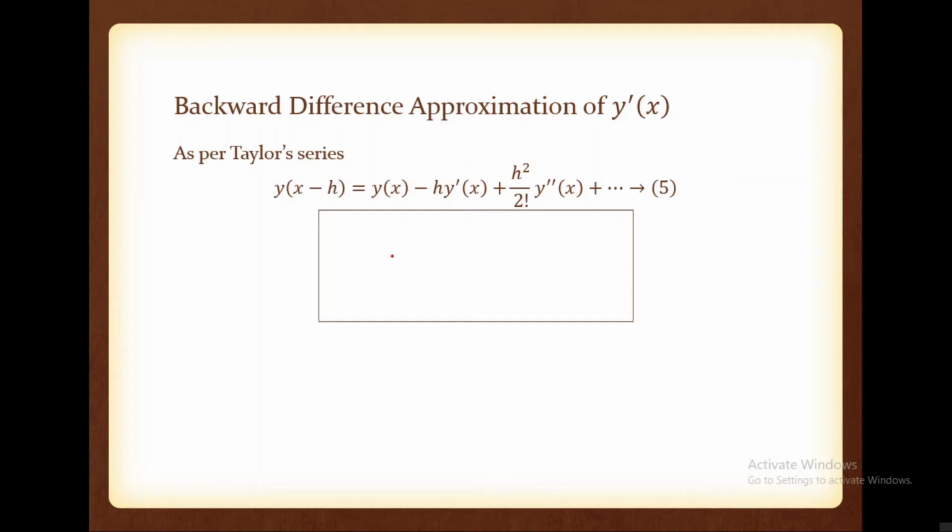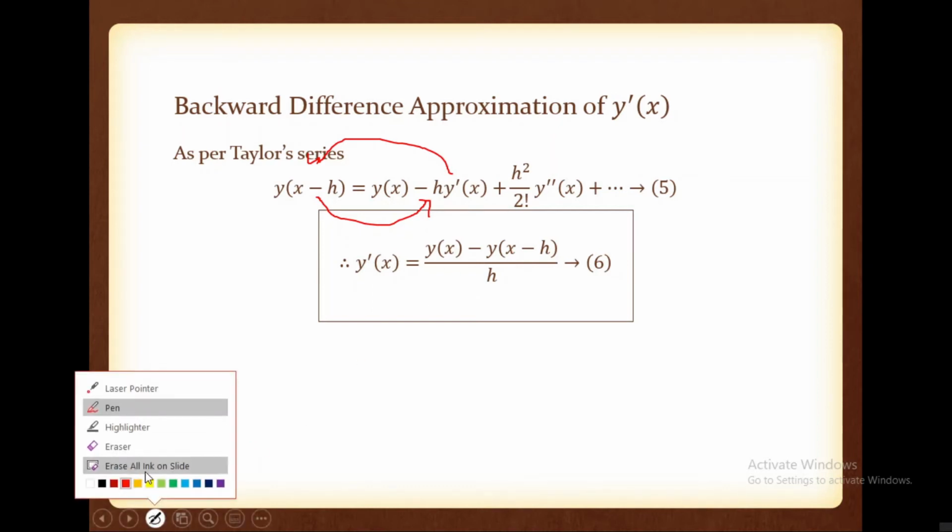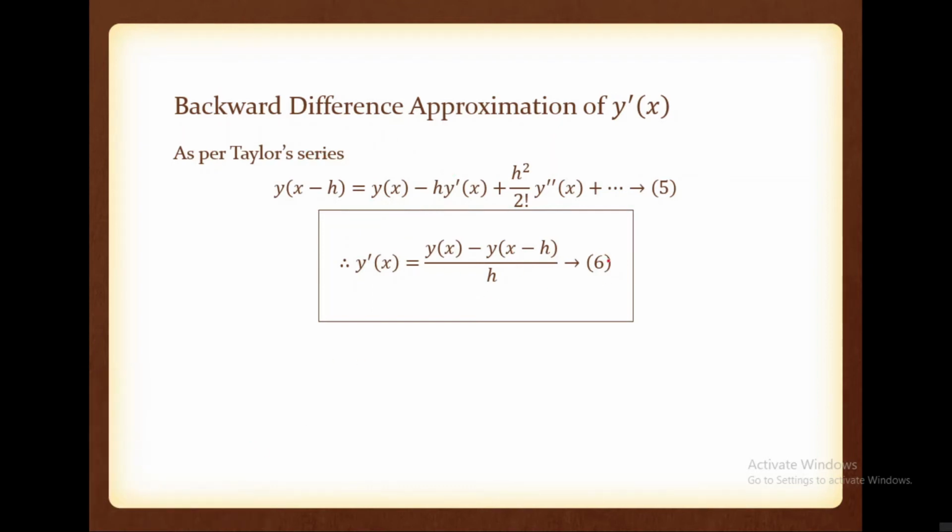Now if you are considering up to the first order term, then what is y dash of x? Since this is a negative term, move this negative term to this side, and move this one to the other side. So what will happen? h y dash of x will become y of x minus y of x minus h. Now divide the entire equation by h. So we have y dash of x is equal to y of x minus y of x minus h divided by h. So please note down this equation number 6.